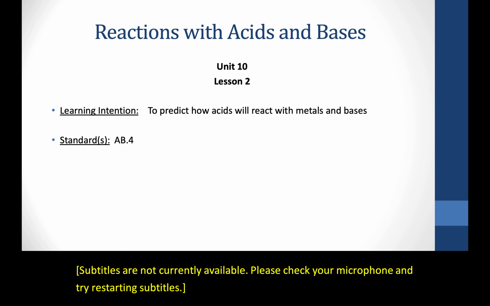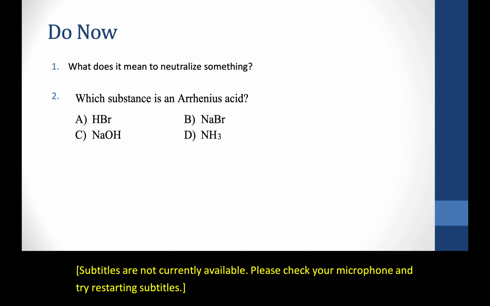Today we're going to look at Unit 10, Lesson 2. We're going to talk about reactions with acids and bases. So we're really going to look at two different types. We're going to talk about how acids react with metals, and you should be able to predict whether or not an acid will react with a certain metal. And then we'll look at how acids and bases react with each other. Okay. So let's do a little do now first.